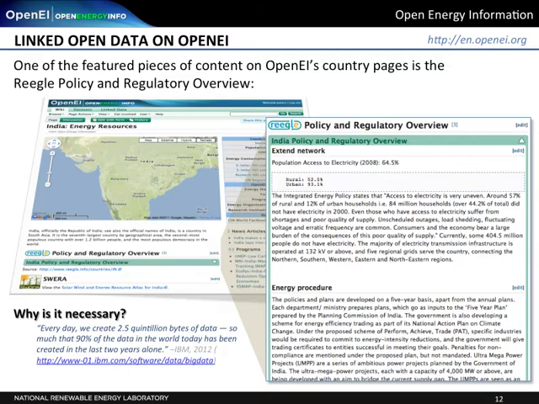So we pull that information in from Wikipedia. In the case of Reegle, we're pulling in their policy and regulatory overviews for select countries. You're starting to get the idea. But it's more than just convenience.